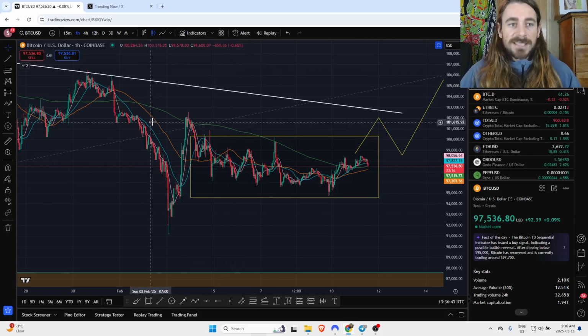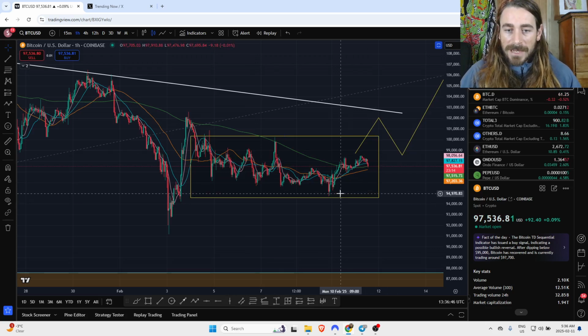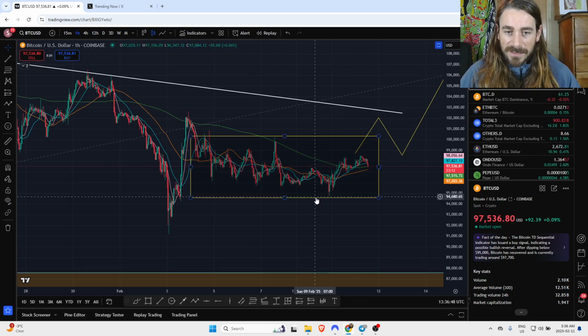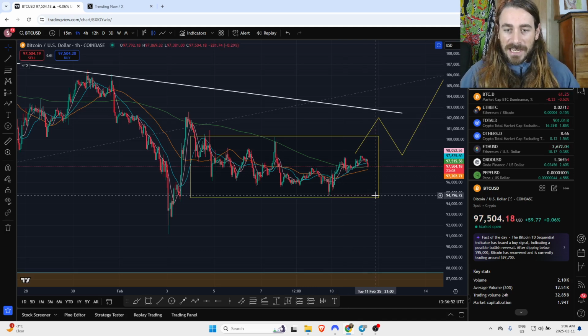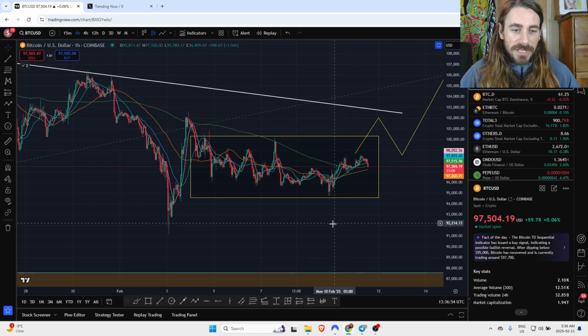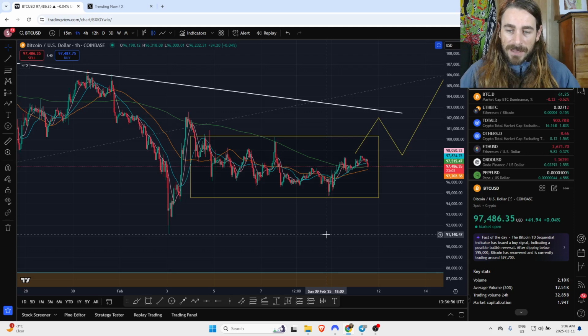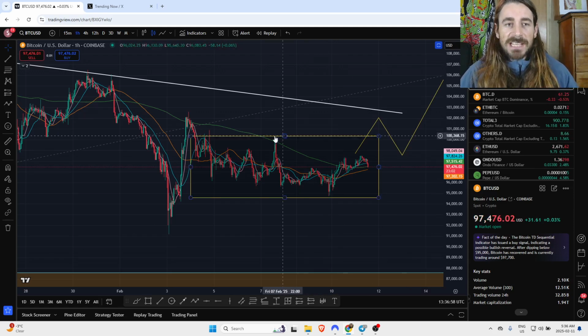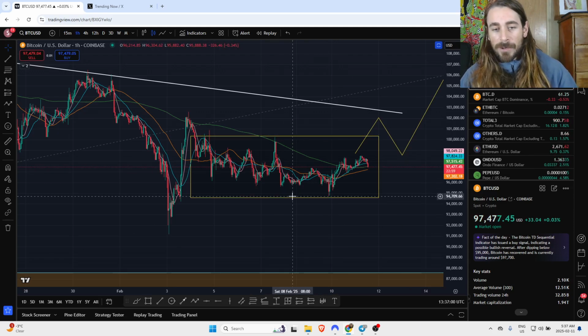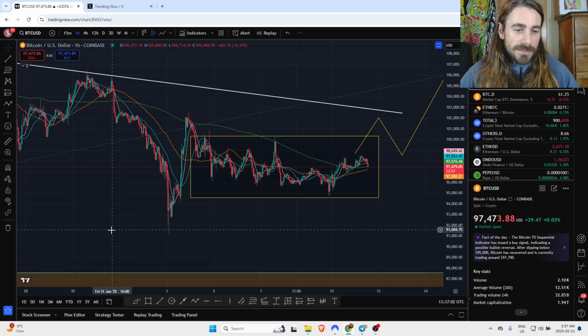So basically my plan with Bitcoin, if we come down to this kind of 94,000 region, I'm going to start a swing position right here, and then I'm going to build that swing position down to about 91,000. Again, not taking too much risk, only putting in what I'm willing to risk for the short term.